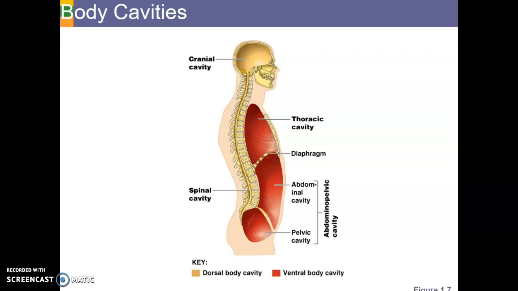Then we have the ventral body cavity, which again means belly side, or the anterior side of the body, and we actually do see it's divided up into the thoracic cavity, which is closed off, not completely, but separates it from the abdominal pelvic cavity by the diaphragm. In our abdominal pelvic cavity, we see that the upper portion is the abdominal cavity, the lower portion is the pelvic cavity.